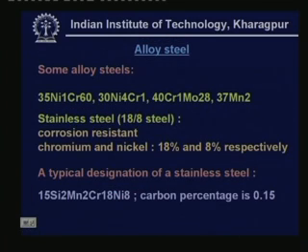A typical designation of a stainless steel can be something like this: 15Si2Mn2Cr18Ni8. All these give you the typical composition of the stainless steel. Here the first number, 15, is the percentage of carbon, which is 0.15. See, in this designation nothing has been specified about the strengths and other things.